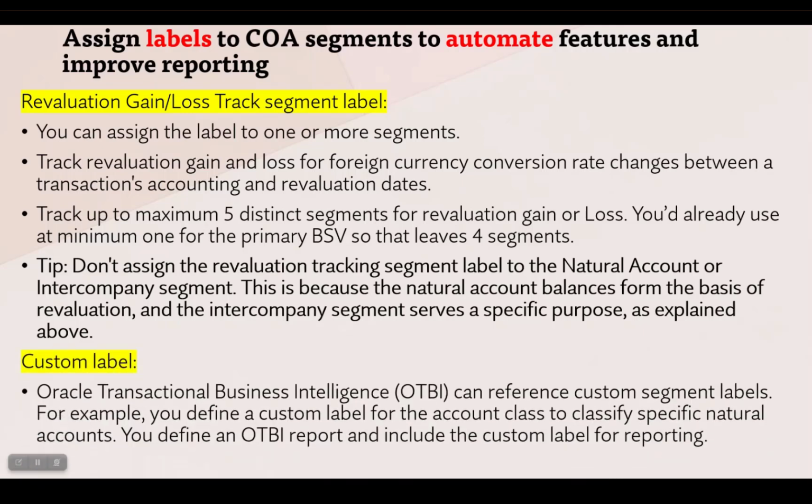Custom label. Oracle OTBI can reference a custom segment label. For example, you define a custom label for the account class to classify a specific natural account. You have to define it in OTBI and include the custom label for reporting. In case you need to define a different custom label, one of the benefits is that you can build OTBI reports based on this custom label. If not, no need to create a custom label.